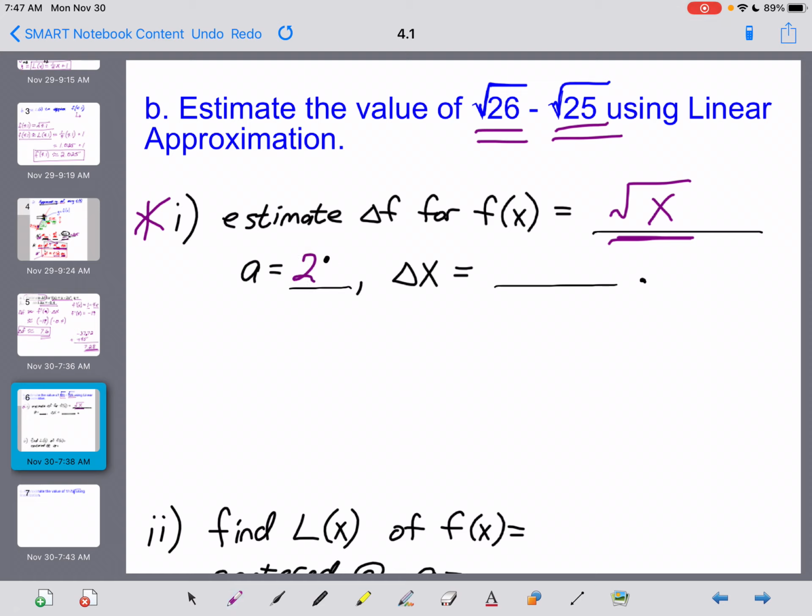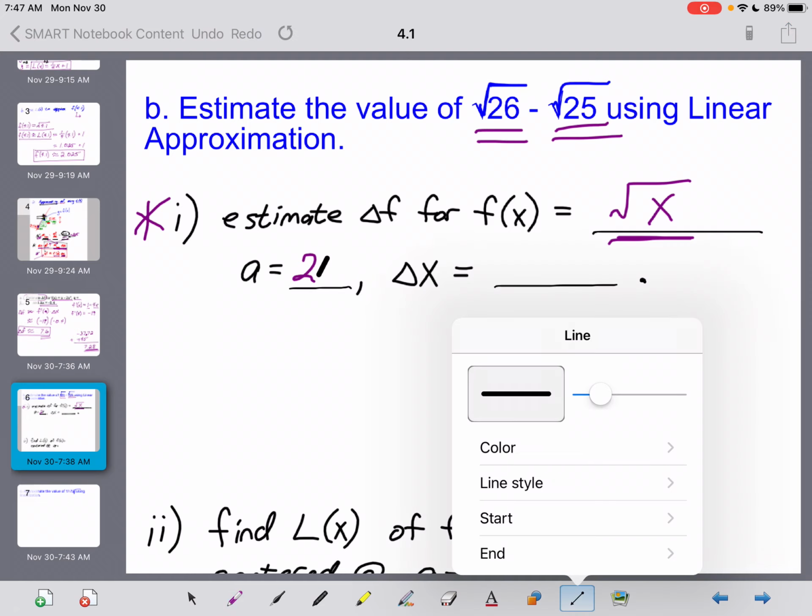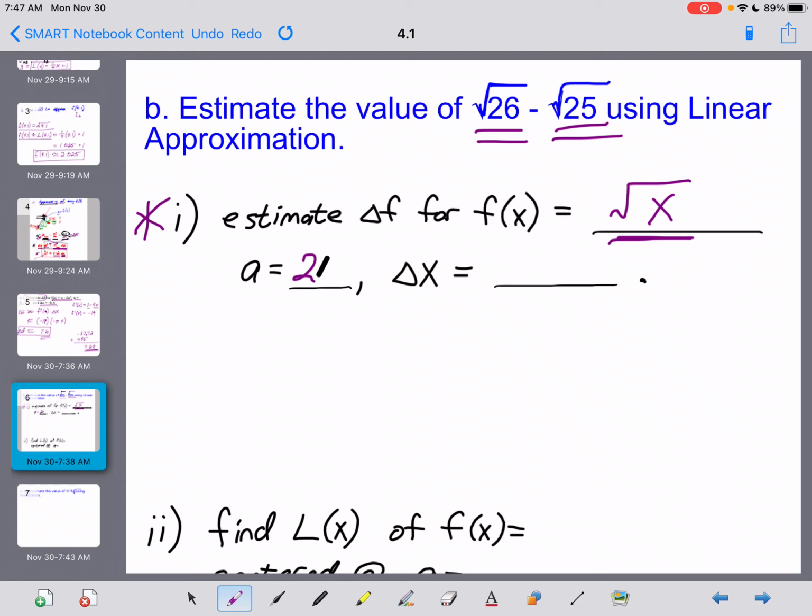So we're going to let a equal 25. Now, like I said, oftentimes the a value will be one of the numbers that they gave you, but not always. If they had given me the square root of 27 minus the square root of 26, I still probably would have chosen a to be 25, because it needs to be a number that you can evaluate easily in this function right here.